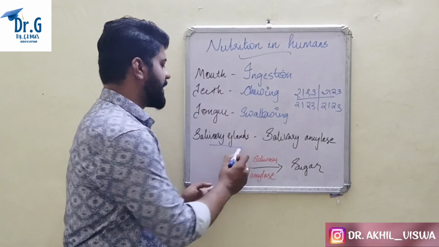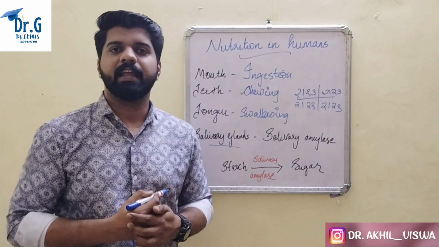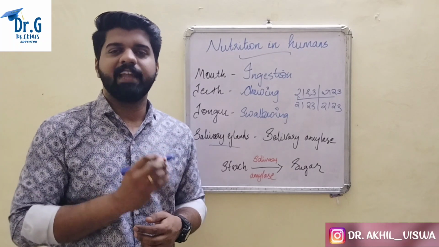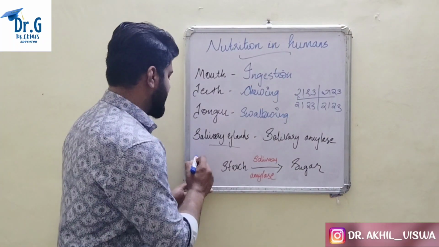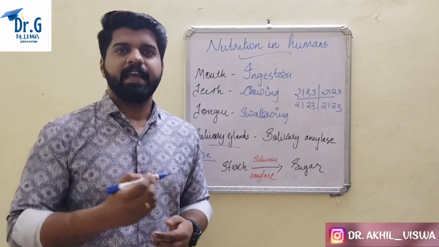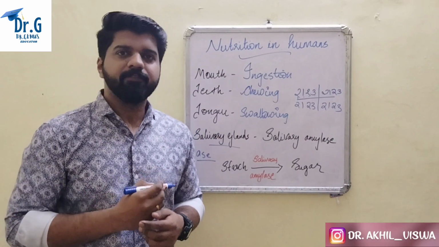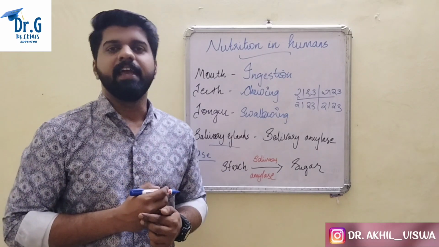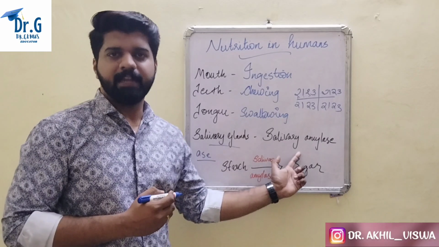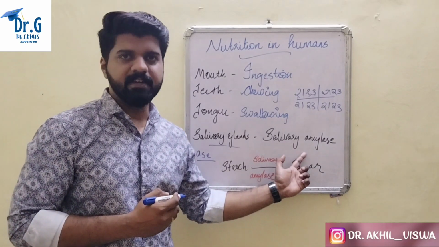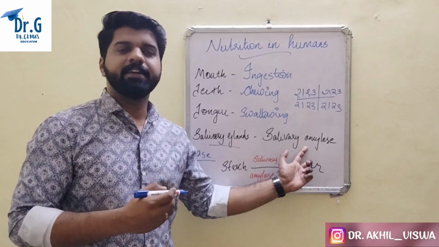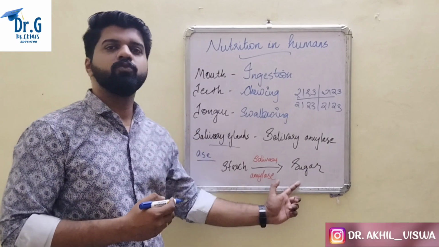Next is the salivary glands. The function of the salivary gland is to produce salivary amylase. Whatever words end with the suffix ase are called enzymes. So the salivary gland will produce salivary amylase. Salivary amylase is the enzyme which helps in the degradation of starch into glucose.